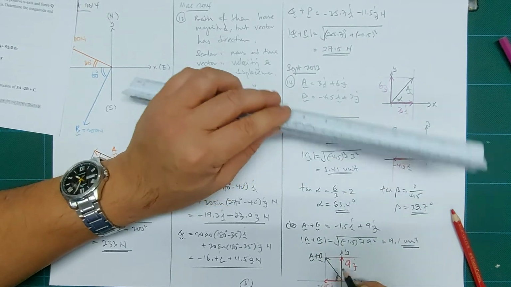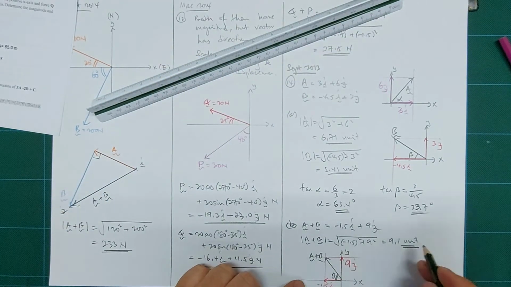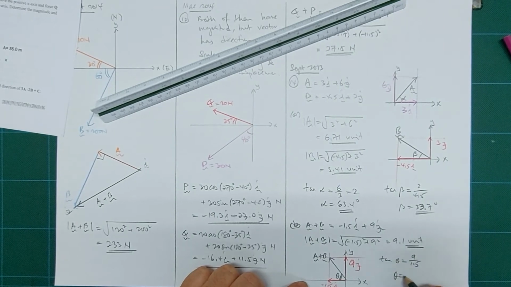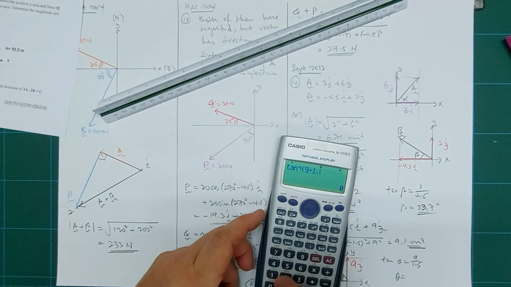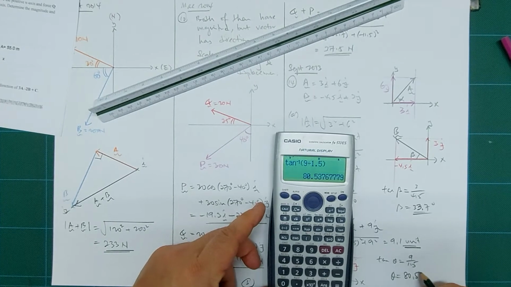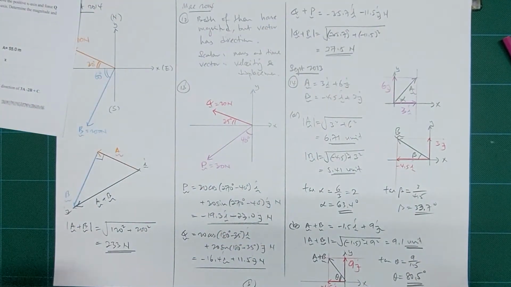Okay, the angle here we put as theta. Our magnitude is already done. We use tangent theta is equal to 9 over 1.5. So our theta will be arctangent of 9 divided by 1.5. We have 80.5 degrees. So that is our section B.